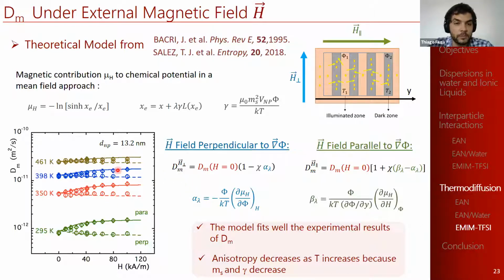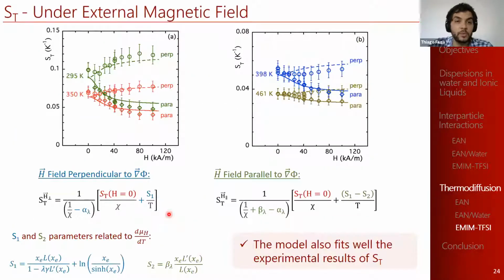So we can see that the model actually fits the data really well, and the effect is reduced as we increase the temperature. That's because this parameter here is reduced. The same is valid for ST, in which the data is also well fitted by the model, and the effect is reduced with the temperature. Only in this case, we have these two additional parameters, S1 and S2. However, they are a function of the previously mentioned values.